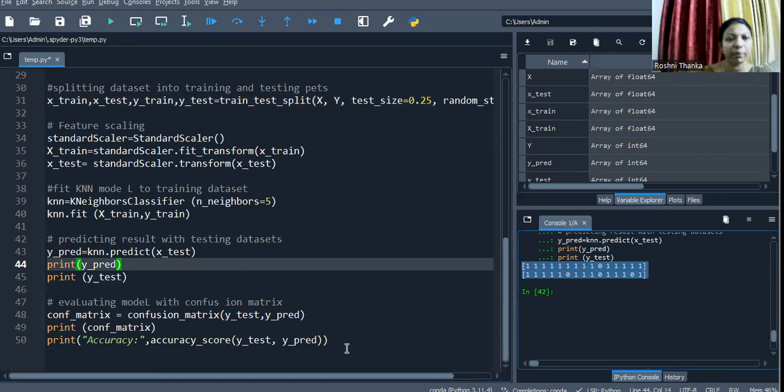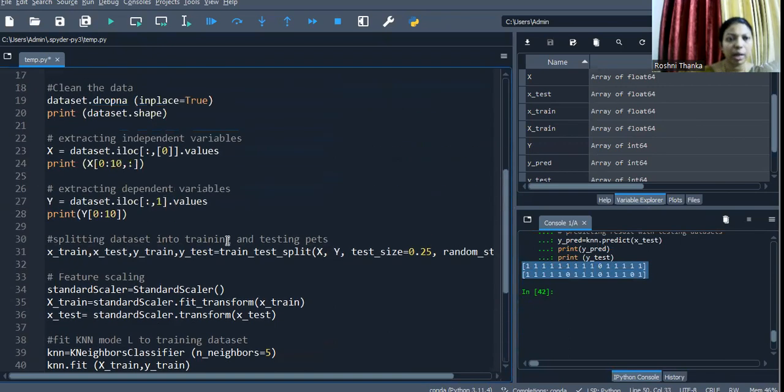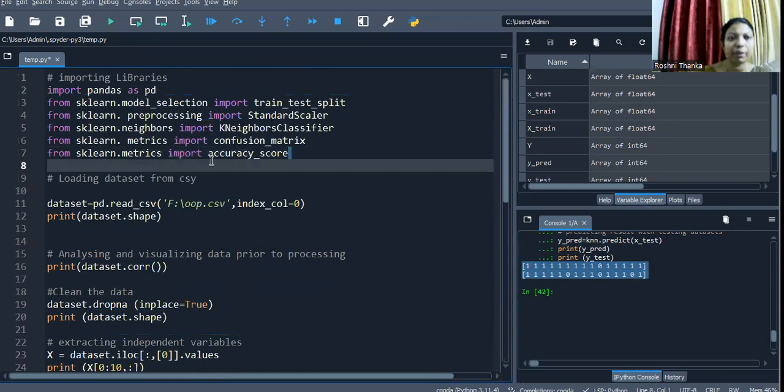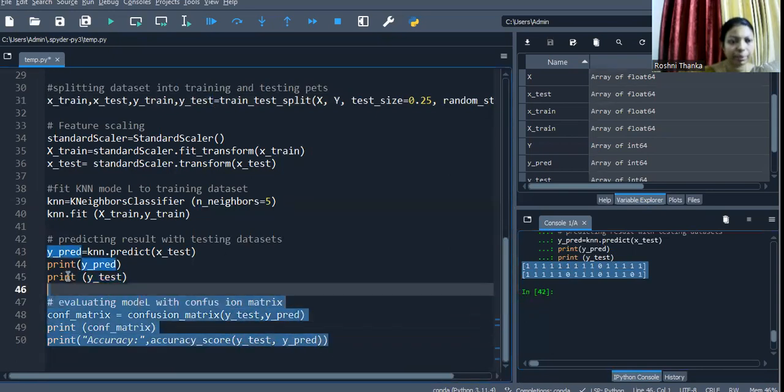Now we are going to evaluate the model. Using the confusion matrix, we are going to give the actual value and the predicted value. The difference between the actual value and the predicted value will help us to know the error. Those two are given as input to the confusion matrix, and we are going to print the confusion matrix. Also we are going to check the accuracy of the model. For that we have a predefined function already available in sklearn. For that also we are going to give the actual value, and this is the predicted value by our model, that is the KNN. Let me run this.